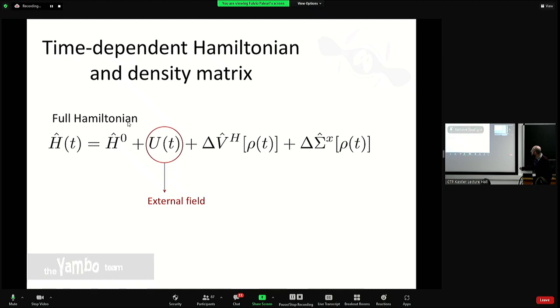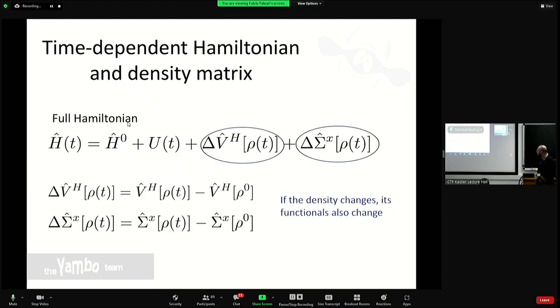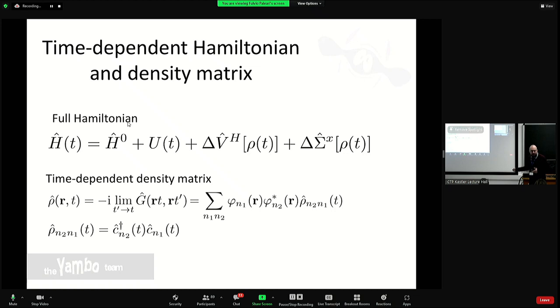And then the situation becomes like this. We have our equilibrium Hamiltonian, we have the external field, but then we also need to account for a change in the electron-electron interaction, because now the density gets an induced component, which is time-dependent because it is induced by a time-dependent field, and so the functionals of the density must also change a little bit. And therefore we have to add these pieces here, which are just the difference between the equilibrium electron-electron interaction and the time-dependent ones.